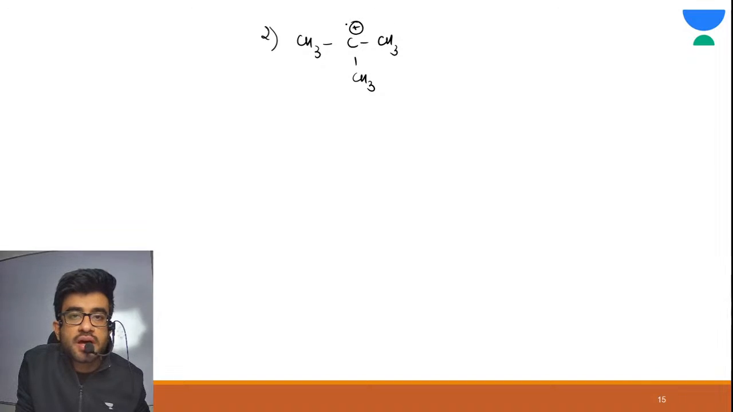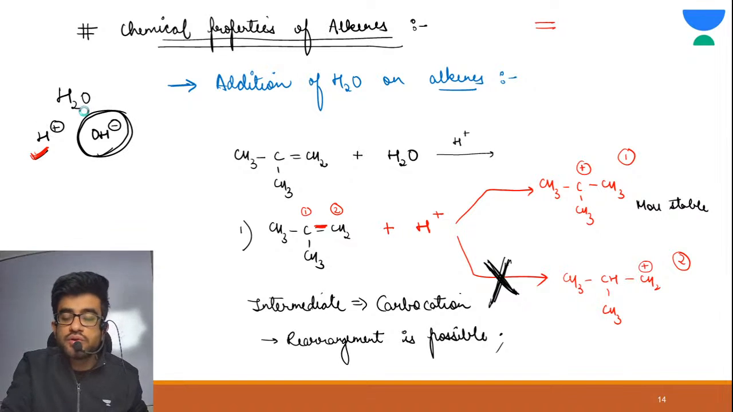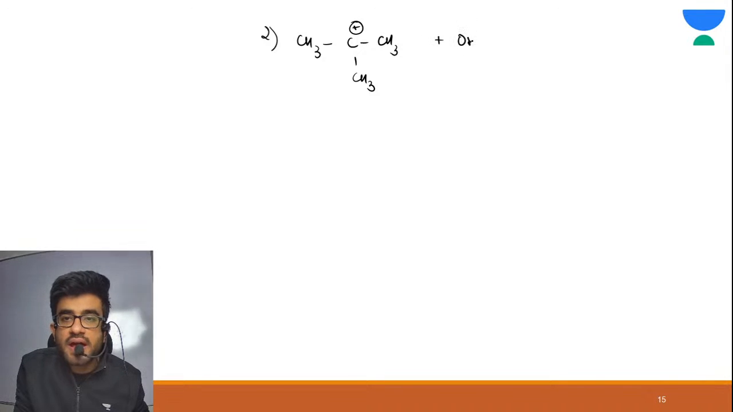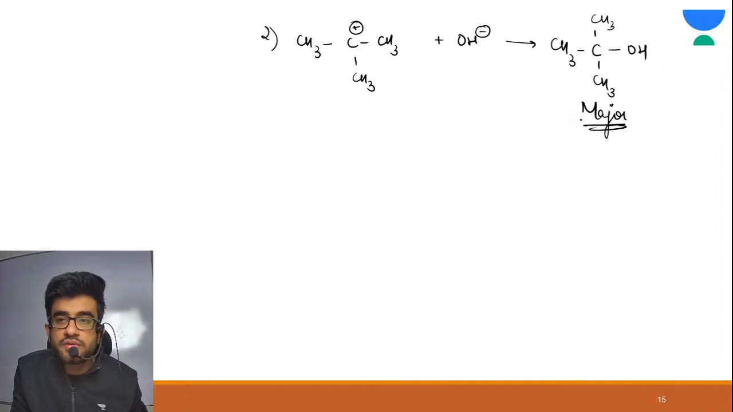This is a more stable carbocation. Now, in water you also have your OH minus ions. Now OH minus ions attack on this and this is formed. Correct? This is your major product.